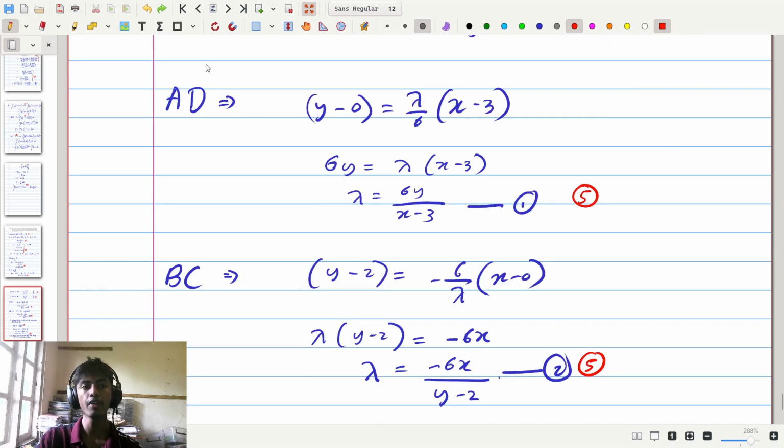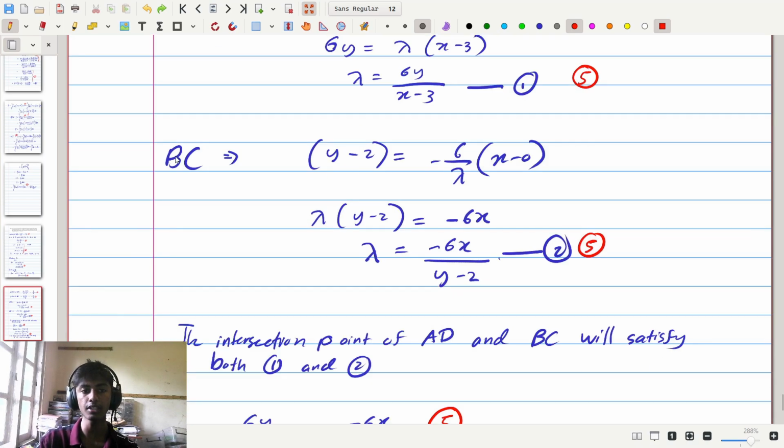After that, when you apply the coordinates of A and say that since A is on AD, y minus y0 equals m times x minus x0, to get this equation for lambda, you get 5 marks. Similarly for BC, when you substitute the coordinates of B to get this equation and rearrange to get this equation for lambda equals minus 6x divided by y minus 2, you get another 5 marks.